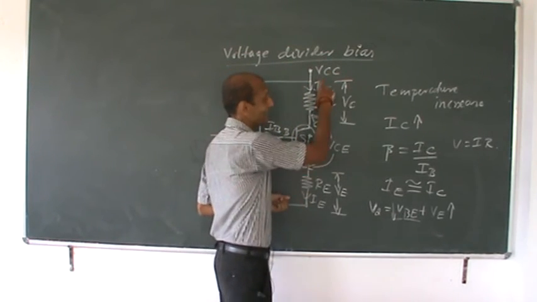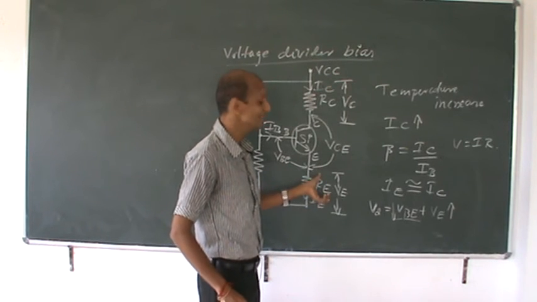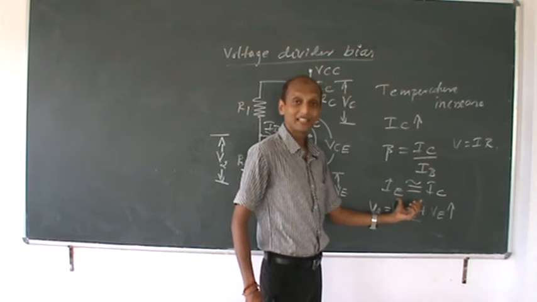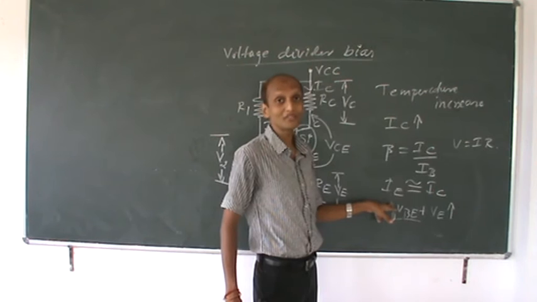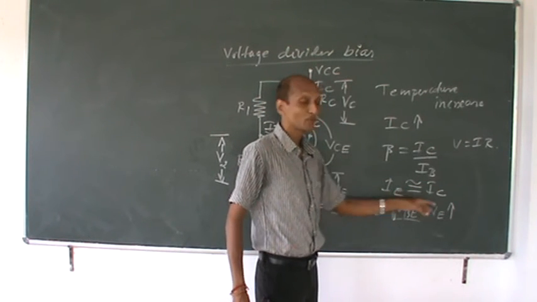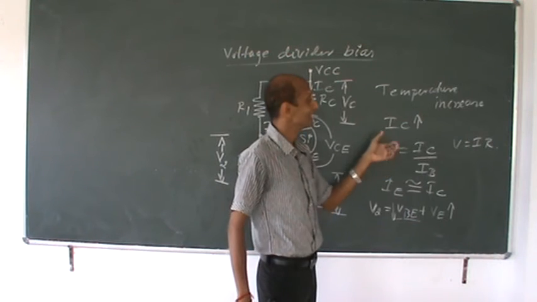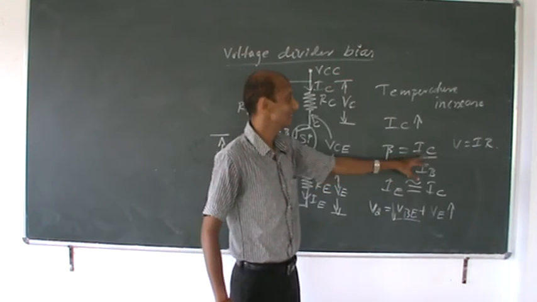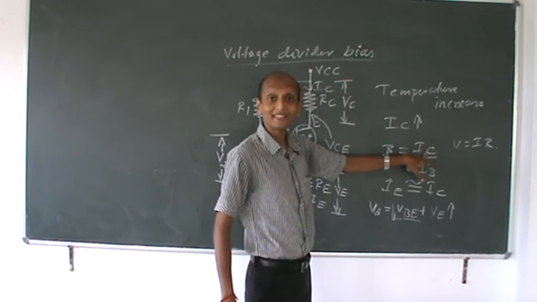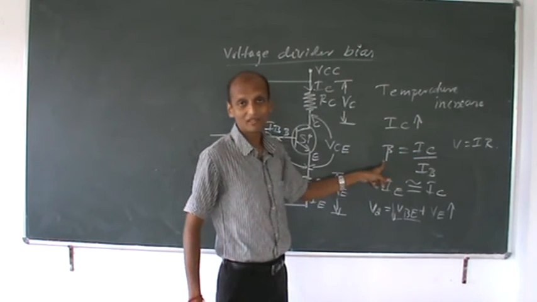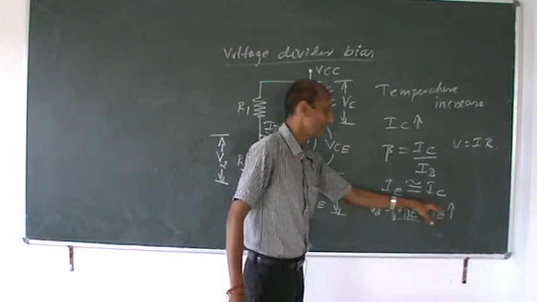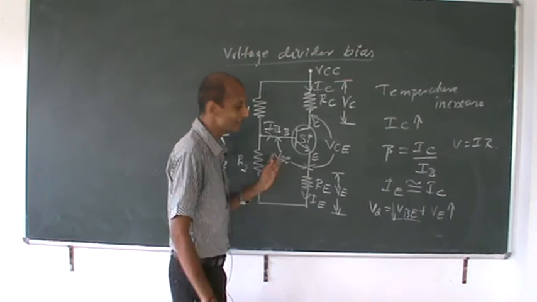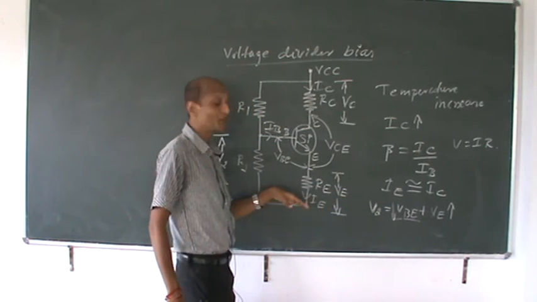As IC increases, the emitter current IE will increase. Why? Because as IC increases, IE should also increase, since IE is approximately equal to IC, and we have seen that. As temperature increases, the beta value increases, in the sense the current gain increases. So that happens due to the fact that it increases.